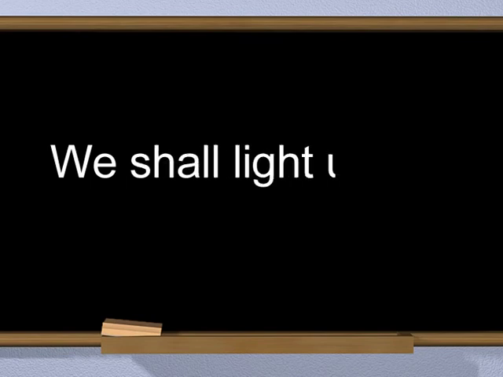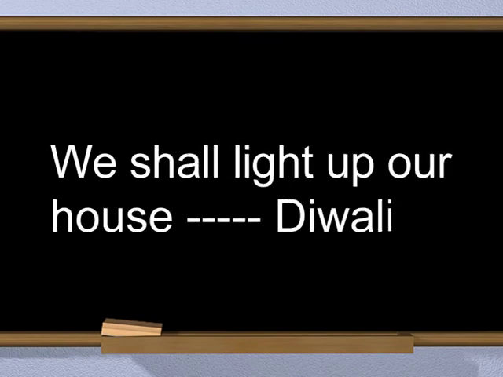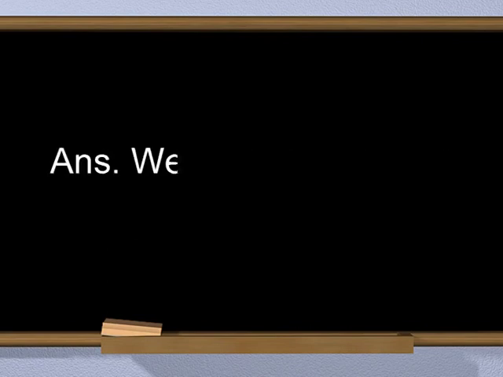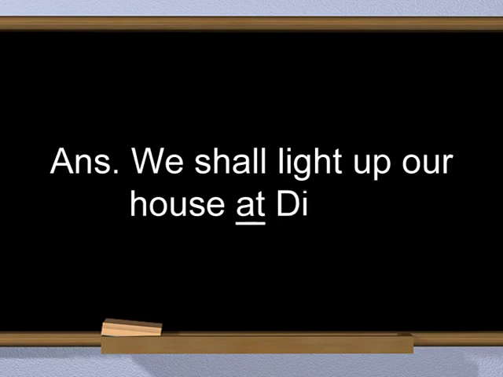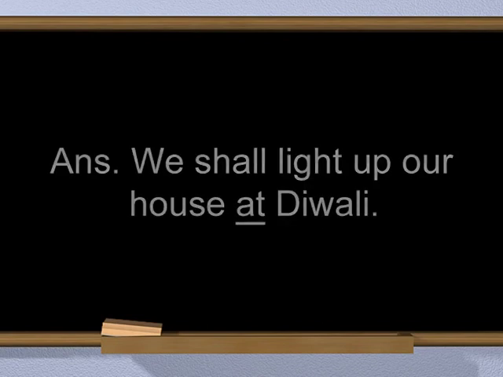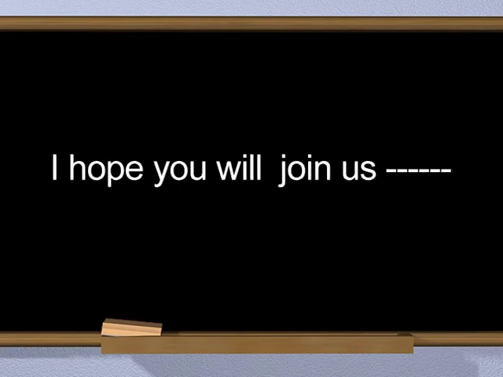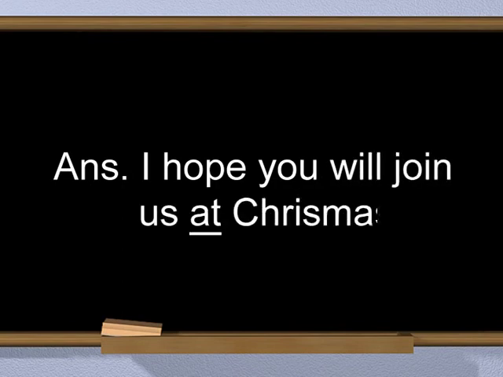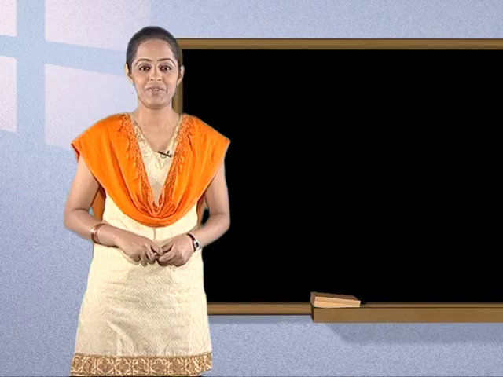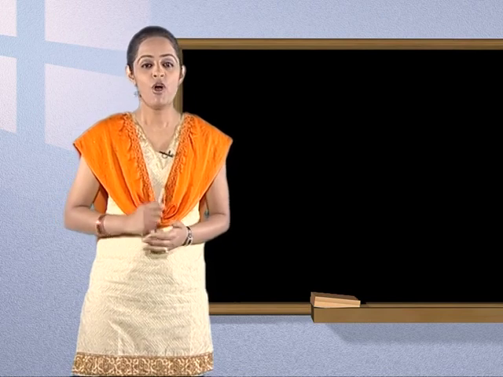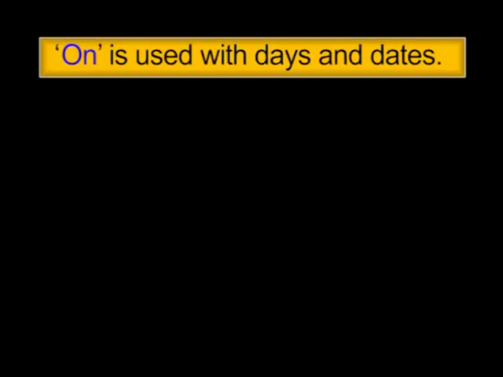We shall light up our house blank Diwali. The answer is, we shall light up our house at Diwali. I hope you will join us blank Christmas. The answer is, I hope you will join us at Christmas. Now let's see the use of on preposition. On is used with days and dates.